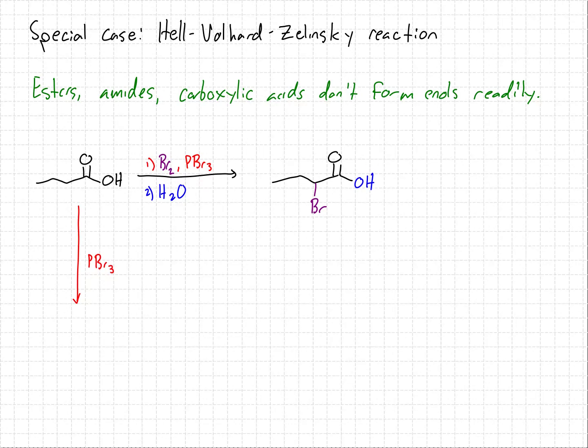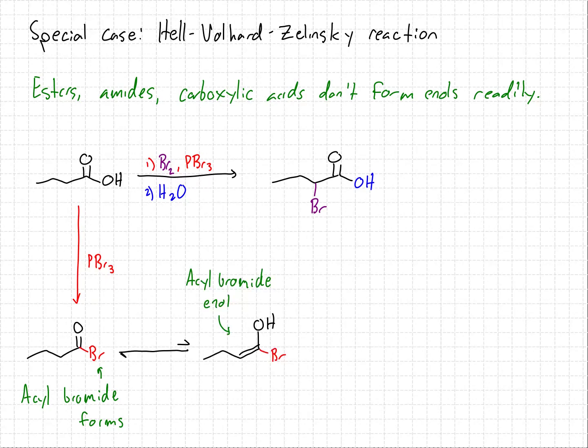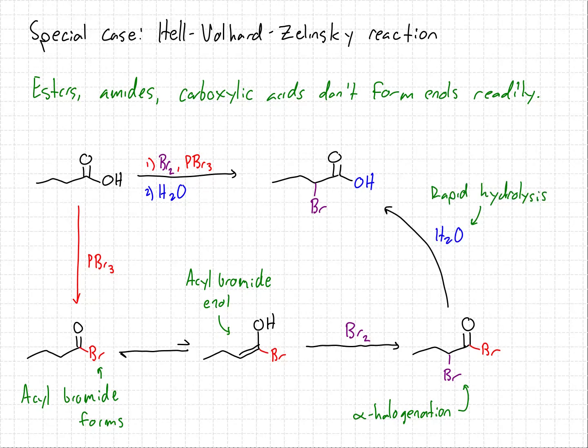To go through this reaction step by step, first our carboxylic acid will react with PBr3. We saw a similar reaction to this back in Chem 2131, so it shouldn't be a surprise that we're making an acyl bromide here. After we make the acyl bromide, it's possible for this to start equilibrating with the acyl bromide enol. This enol forms in large enough amounts that if we treat it with bromine, we'll get halogenation at the alpha position. After we've done this, treatment of the acyl bromide with water will cause it to rapidly hydrolyze, regenerating the carboxylic acid.